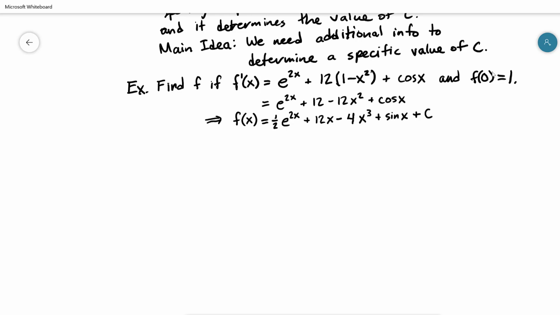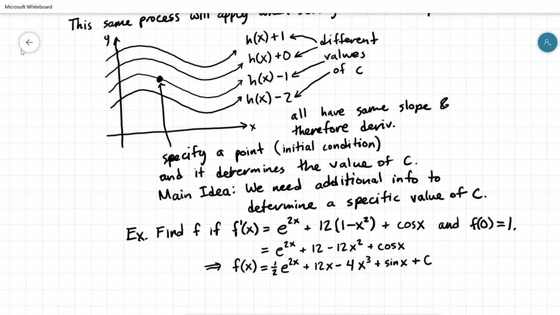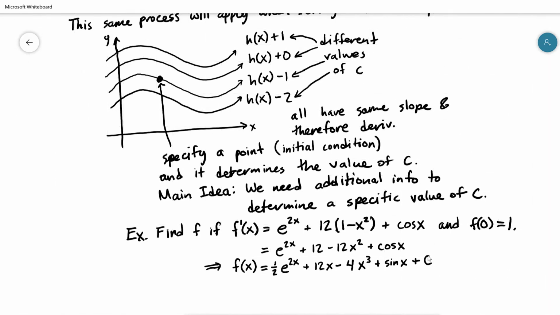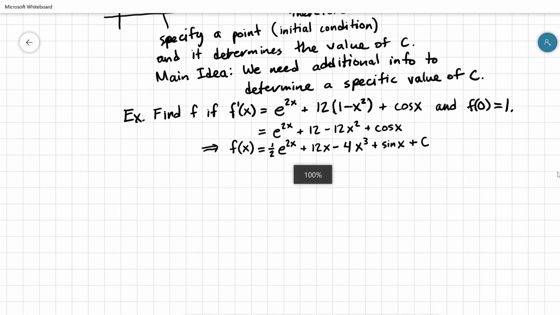And now I want to use this condition to figure out what is the specific value of c that will satisfy this particular condition. So essentially, just like we did here, I've got a big family of all of these different curves. They all look like whatever this curve looks like, plus some constant. And I'm trying to pick out which is the appropriate one by specifying what f looks like when x is equal to 0. So what the y output is when x is equal to 0. So let's plug that in.